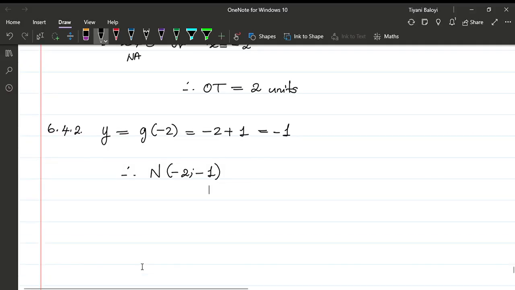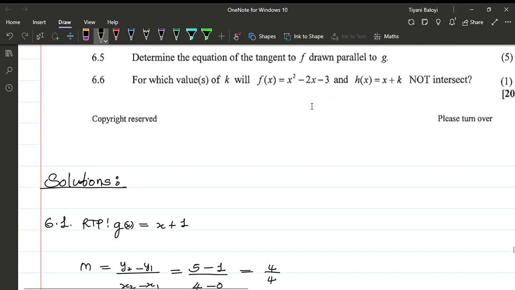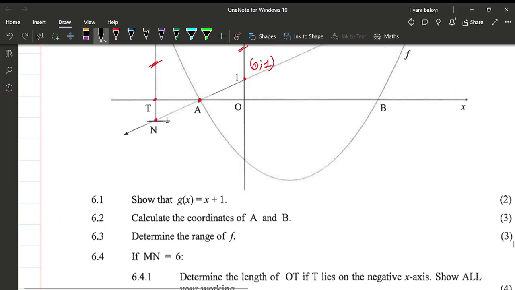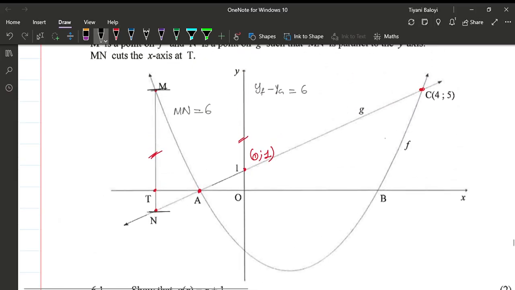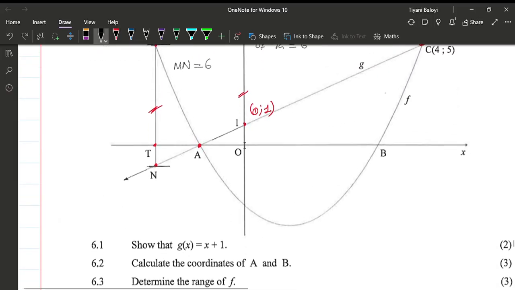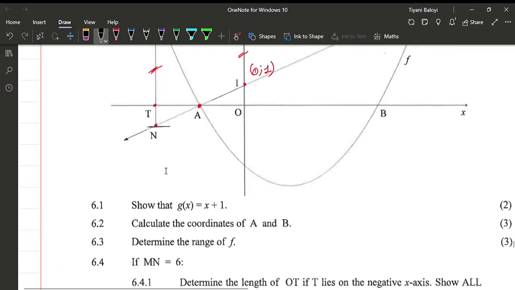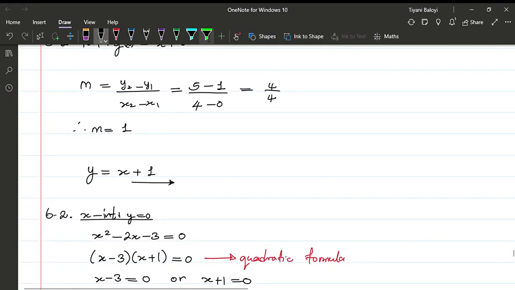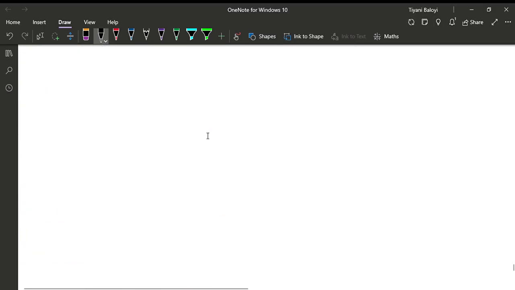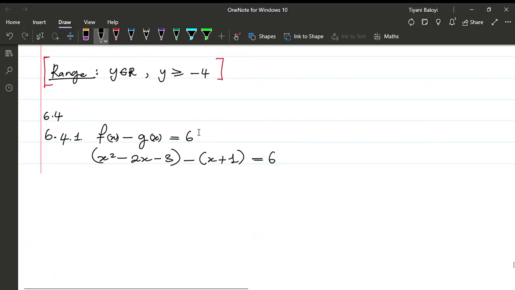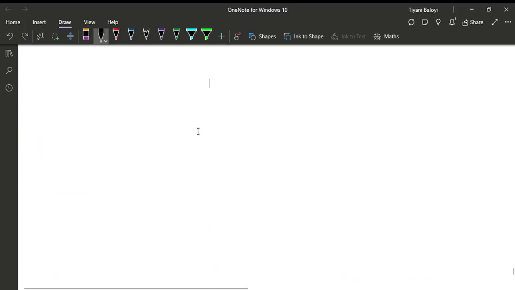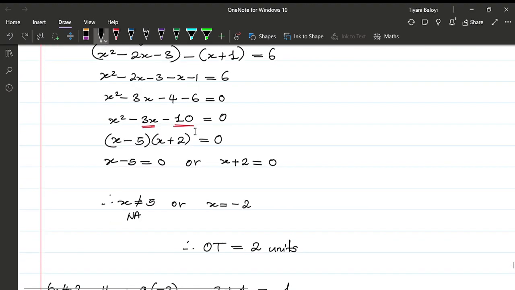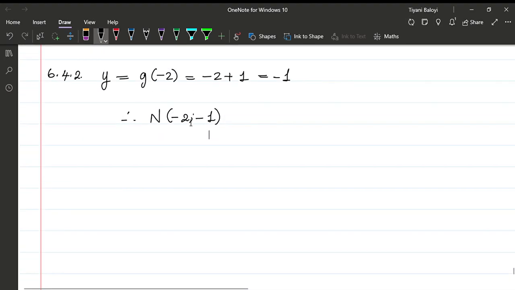So let's confirm that. This is N, it's on g, that's for sure, which is x plus 1, and the x value is minus 2. Substitute into here, minus 2 plus 1, that's minus 1. Kind of makes sense, right? So let's just move on. We have determined that, yes, 6.4.2. So let's go to 6.5.